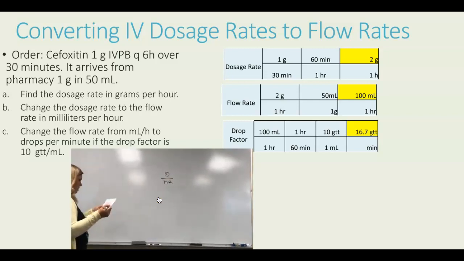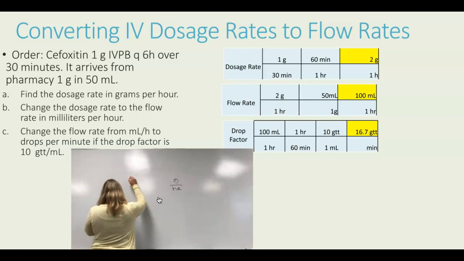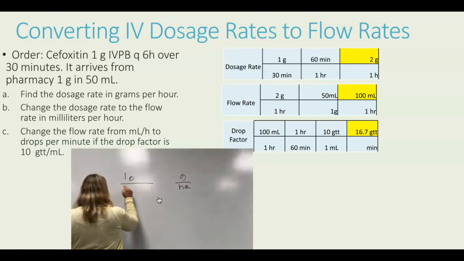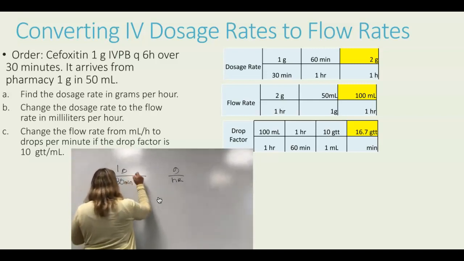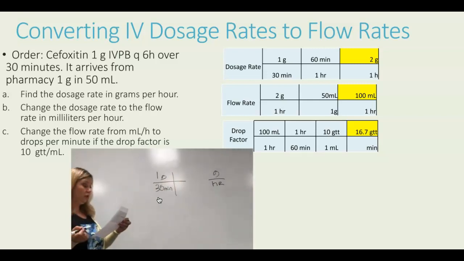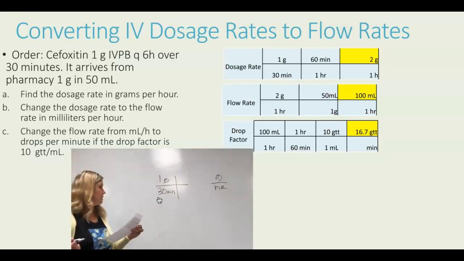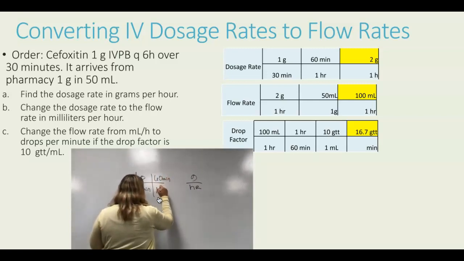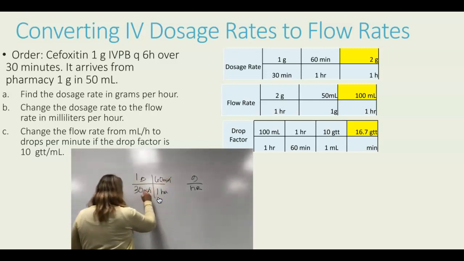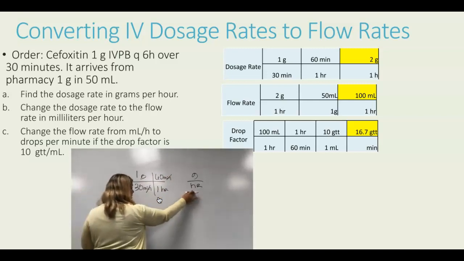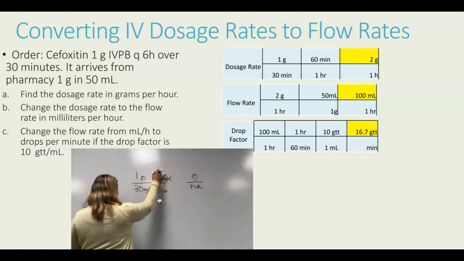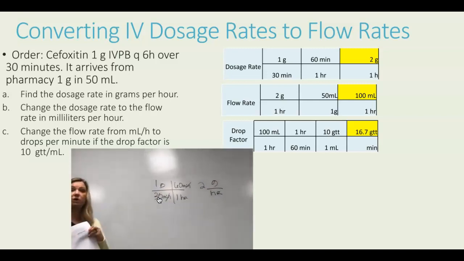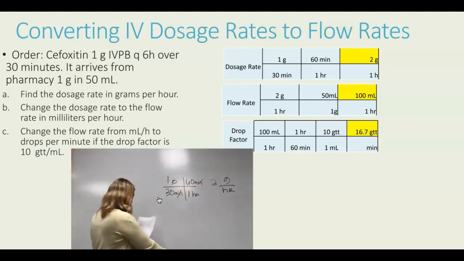What information do we have? We have 1 gram, and it's going to infuse in 30 minutes. That's what our order says. We've got 1 gram as our total, and it's going to infuse in 30 minutes, but we need to put our conversion in. So we're going to do 60 minutes and 1 hour. Our minute units will cancel out. I'm left with grams over hour, which is what I'm solving for, so I can do the math. 1 times 60 divided by 30, and that's going to leave us 2 grams in 1 hour. So part A of that problem is solved.